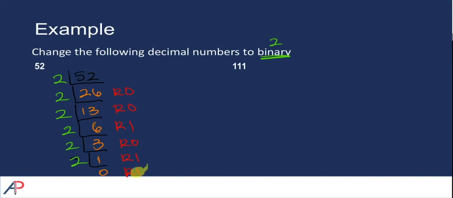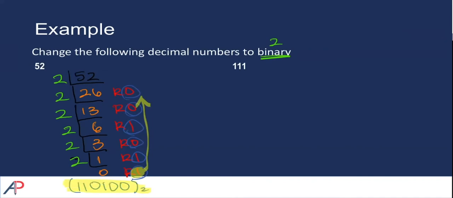Start from the bottom and work our way up. So we have our number 1, 1, 0, 1, 0, 0, and that would be our binary number. That would be our solution.